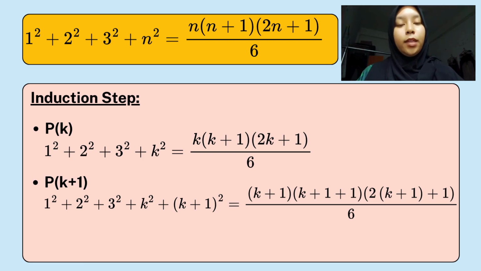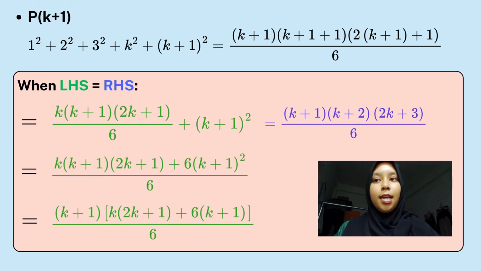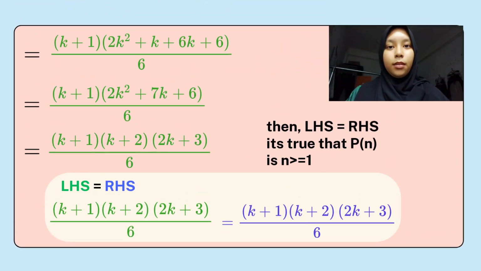And then, starting with the left hand side, for the induction step, using our assumption for P(k), it will be k multiplied by k plus 1 multiplied by 2k plus 1, divided by 6, plus k plus 1 squared. Next, we simplify the expression by writing both terms with the same denominator and factorizing the common factor of k plus 1. After simplifying, we obtain k plus 1 multiplied by k plus 2 multiplied by 2k plus 3, divided by 6. This is exactly the right hand side of P(k plus 1).